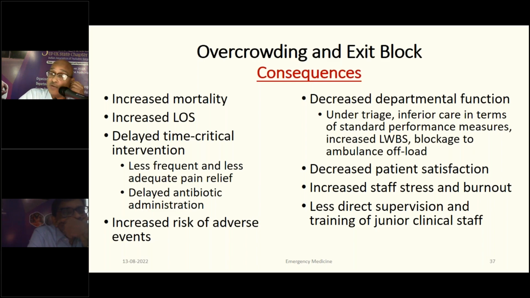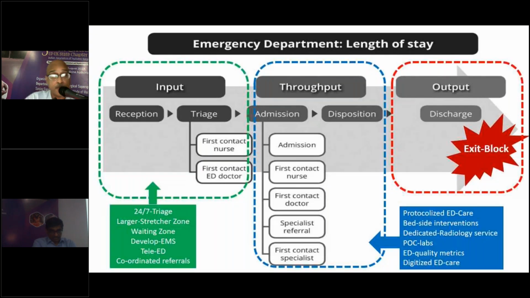There is decreased departmental function because we are under-triaging, we give inferior care in terms of standard performance measures. There is an increased number of patients who will be moving out without being actually seen, and there's blockage of the ambulance off-road. All these are consequences of what is happening now for a 30-bed ED. Just imagine it for a 210-bed, these problems may get amplified 7 times. There is decreased patient satisfaction, there is increased staff stress and burnout, and less direct supervision and training of junior clinical staff. So this is happening for a 30-bed unit. Just imagine what might happen for a 210-bed. These problems are going to get amplified if there is going to be an exit block for these patients in coming times. So what are the solutions?